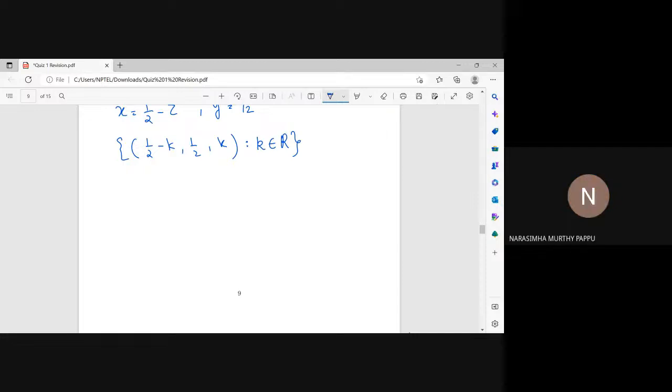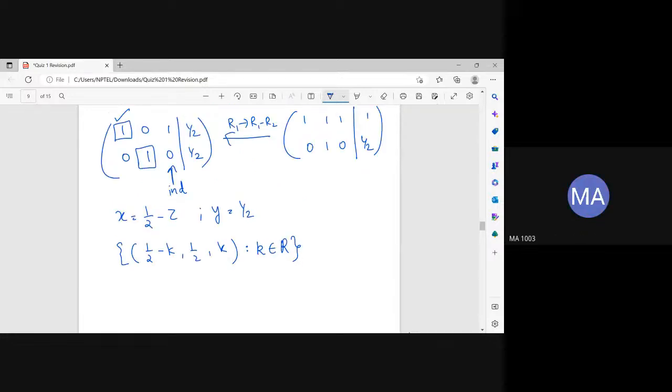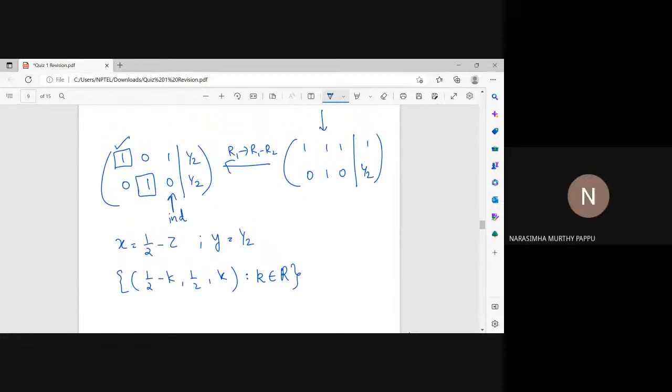We just solved this problem and said Z is independent. Even X can be independent, right? You could write X as a parameter, but we choose the variable corresponding to the pivot as dependent. Because this could have been 2, right? If you choose Z to be dependent, then you will get 2z equal to half minus x, so you have to do one more operation, 1 by 2 times 1. I understand that, but technically either of them works.